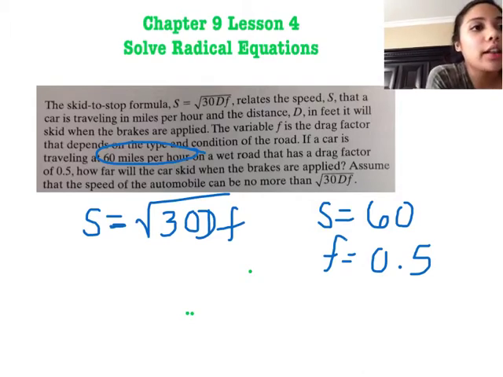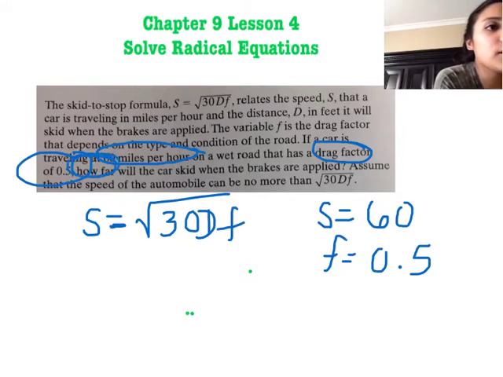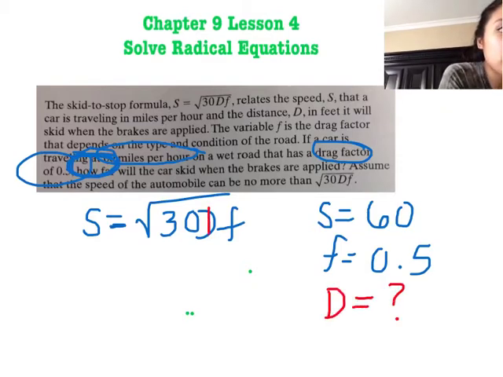So now I look again, keep reading. Drag factor is 5/10. How far will the car skid when the brakes are applied? Assume that the speed of the automobile can be no more than the square root of 30 times distance times drag factor. So it's asking how far something is. If it's asking how far, then you're looking for your distance. Your distance is unknown. So I'm solving for D. That means I want to get D by itself.